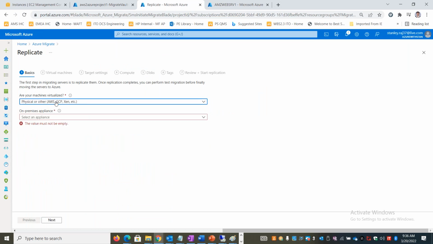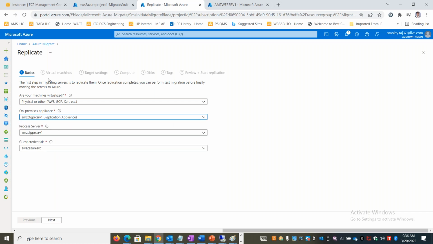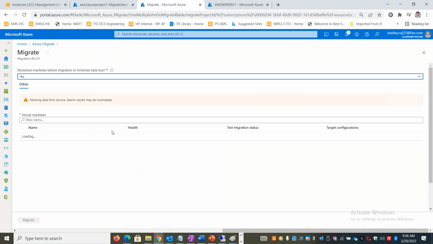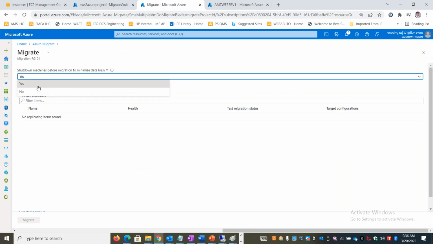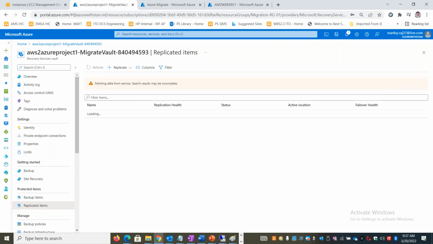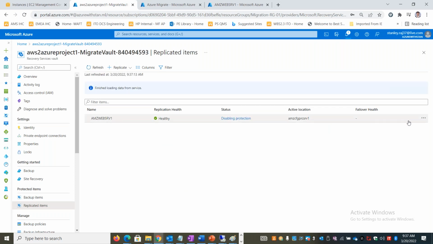Again, it is going to give us the same option that we did yesterday, to select the VM and migrate it. That is number one, that is for the replication. Now, if I click on migrate, it's the same thing: which machine I want to shut down and cut over. At the end, it is the same recovery services vault console, but you have a link enabled from the Azure Migrate console itself. You'll be able to see which server we discovered and which server we replicated. Clear? Let's refresh, close. Disabling protection.